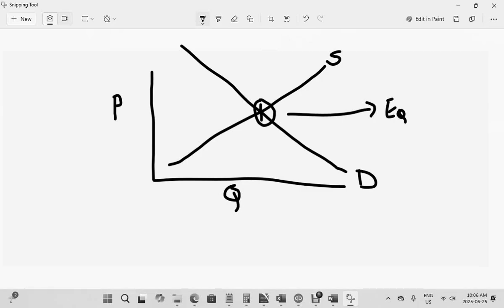Now, when it comes to movement along the curve, we did mention that if the price goes up and down, there will be movement along the curve. However, this is if all other factors are equal, considering ceteris paribus. If there are other factors in the market that impact either demand or supply, there will be a shift of the curve either to the left or to the right, whether it's the supply curve or the demand curve.